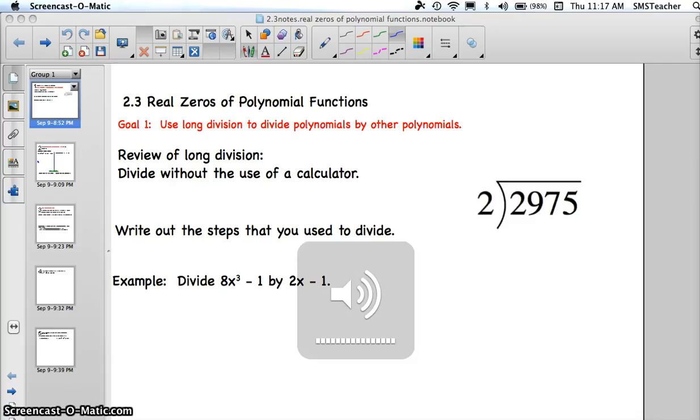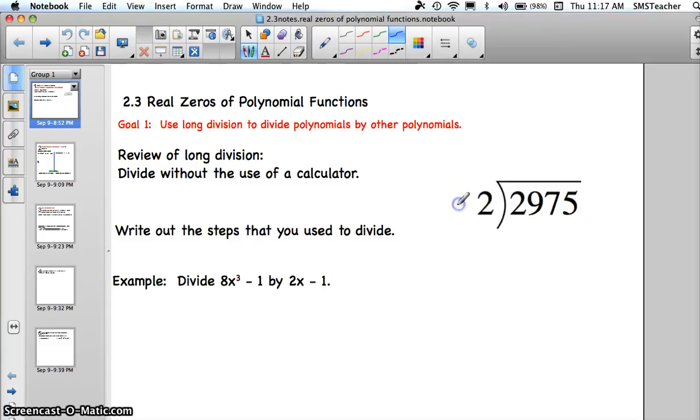Okay, ladies, first I'd like you to pause this and complete this long division problem.